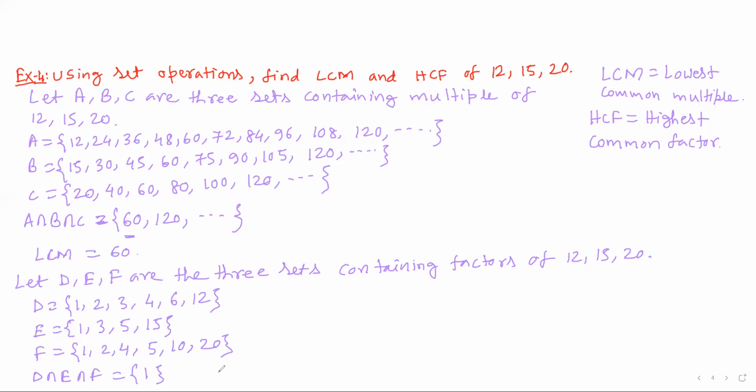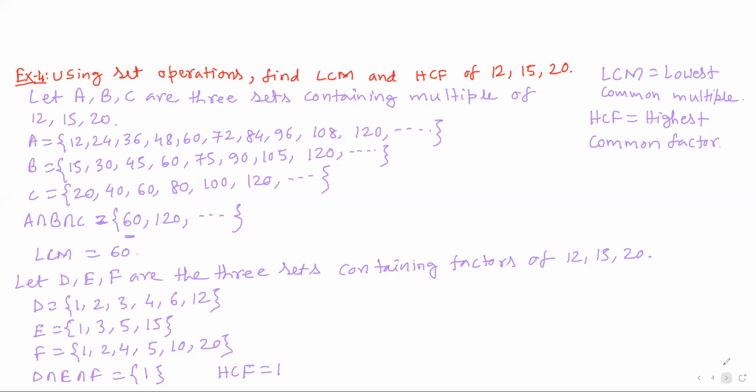Now we have to calculate the highest common factor. Actually here only one common factor is there, so that will be the highest common factor. So HCF will be 1. If there are more elements in D intersection E intersection F, then from those elements you can take the highest element. In this way you can easily calculate the HCF and LCM between given numbers by using set operations.